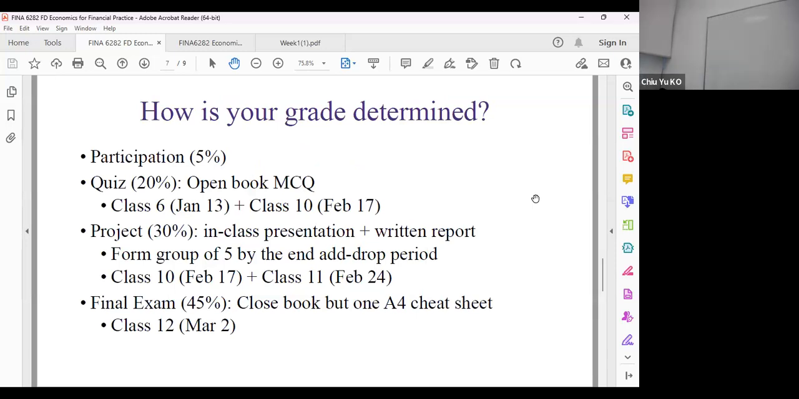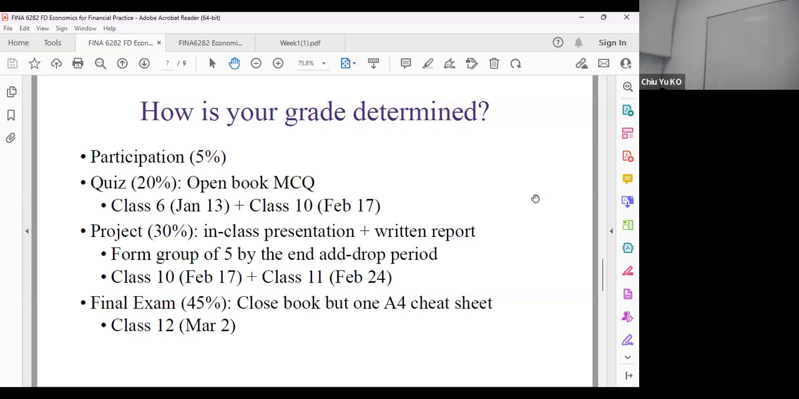Some of you have formed groups, or some of you have not, but we will need you to form the group by the end of the add/drop period. So let me talk about your grade. More or less I follow what happened last year, so participation will be 5%. Part of it will be the attendance, which Kelvin will send out to check, and then also how you participate in class.